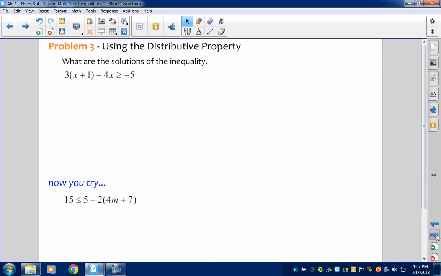All right. This next one here, guys, is going to be more than 2 steps. So we've got distribution going on here, combining like terms, inverse operations, a couple of them here.